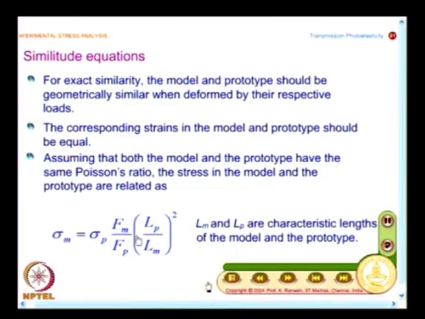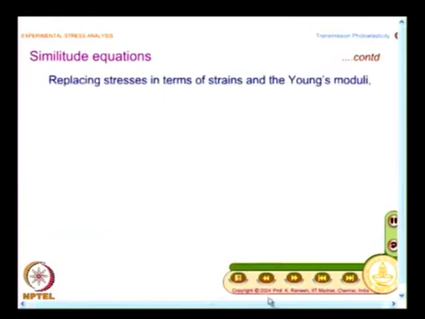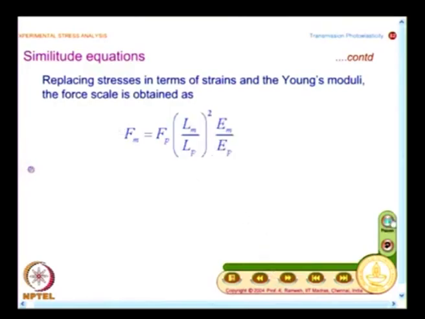Our goal is we want to find out the load, whatever the load that I want to apply on the model, I want to do that in such a fashion that when deformed, the model and prototype should have similar strains. This is what we are looking at. So, that will bring in the elastic constants. How does the equation look like? We replace the stresses in terms of strains and the Young's moduli, and the force scale is obtained as: the force that I need to apply on the model is related to the force coming on the prototype into Lm by Lp whole squared into Em by Ep.